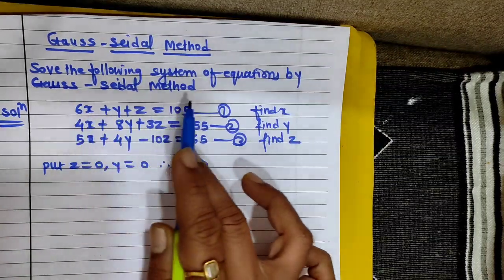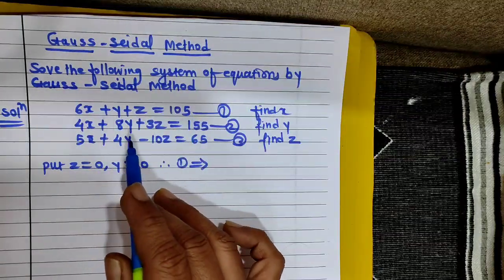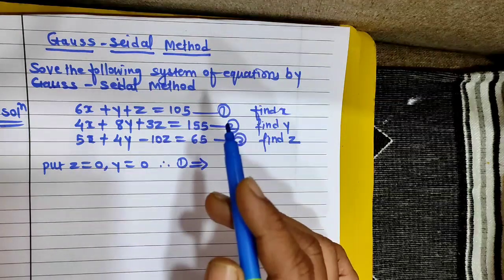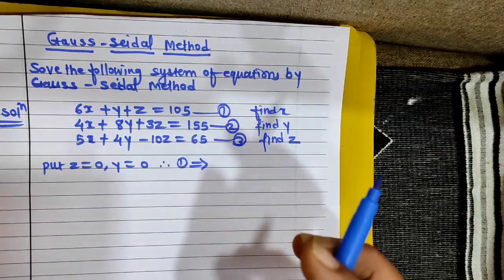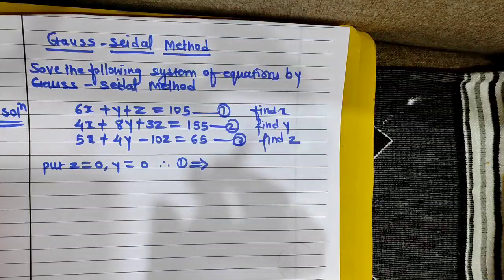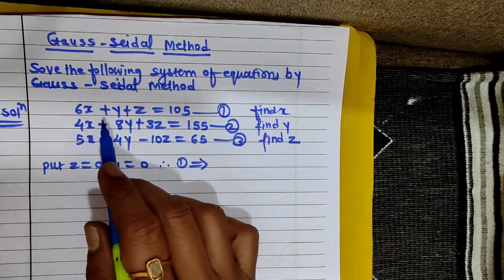So what is here? A question is given, and three equations are given. There may be 4 or 5 equations in the exam, though you have to use this method. Okay.